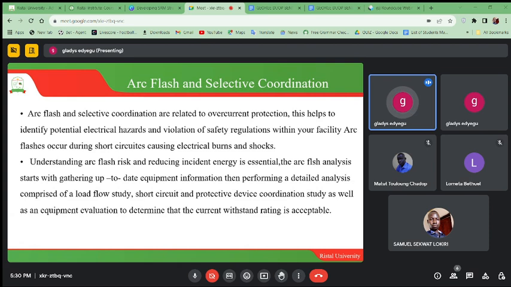So the arc flash analysis starts with gathering up-to-date equipment information, then performing a detailed analysis. So when you look at this, you have to start getting the information about the equipment: what could be the problem, how it was connected, how it is supposed to run, and how much voltage or power it needs. There you can comprise all the information.